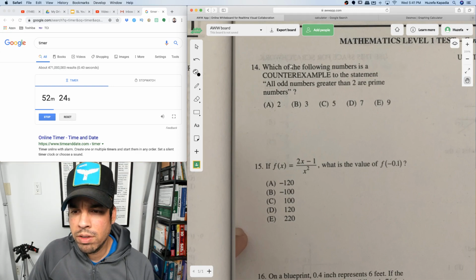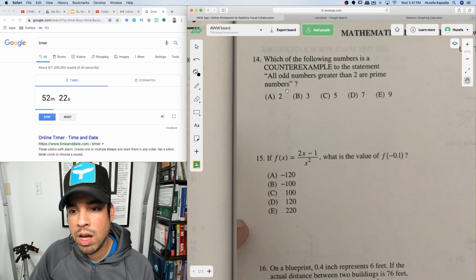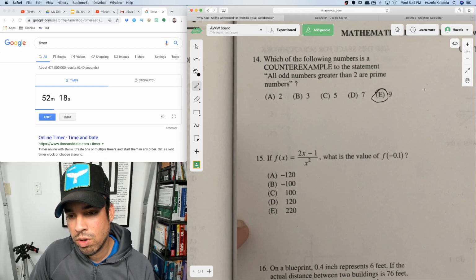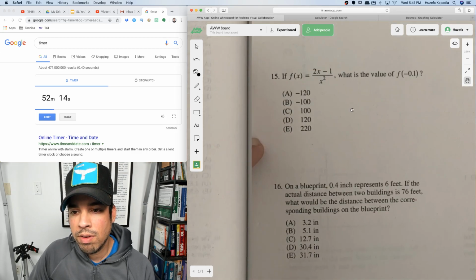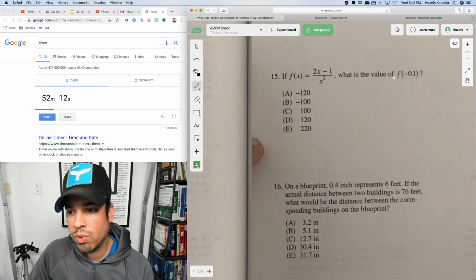Which of the following numbers is a counterexample to the statement all odd numbers greater than 2 are prime? Da-da. That's greater than 2, and it is not prime. That's a counterexample. If f of x equals blank, what is the value of f of negative 0.1?